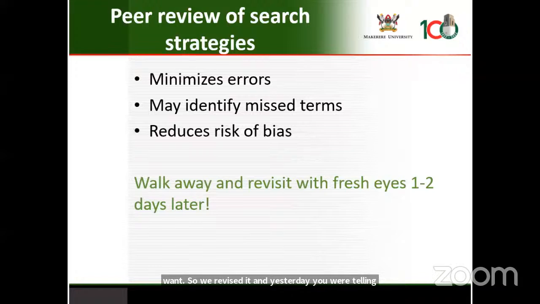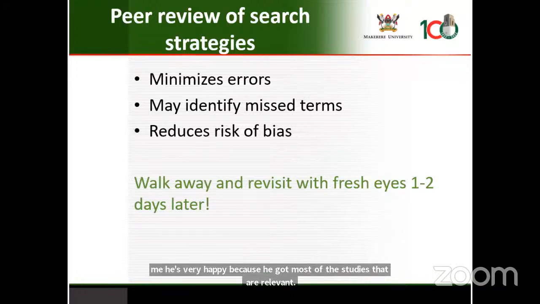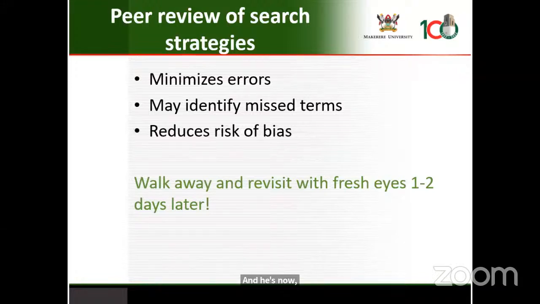So we revised it. And yesterday he was telling me he's very happy because he got most of the studies that are relevant. And he's now doing, where are you now? Where have you reached? Title abstract screening, right? So that is how it is supposed to be done. Systematic reviews are done by teams. Don't just say, I'm going to do it alone because I want to publish alone. You're going to need me at that point.